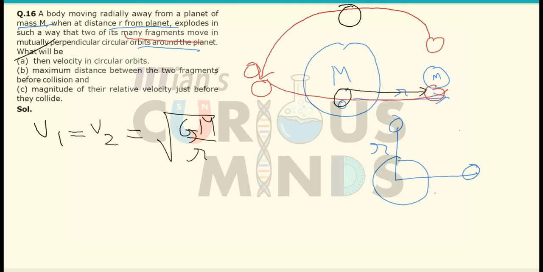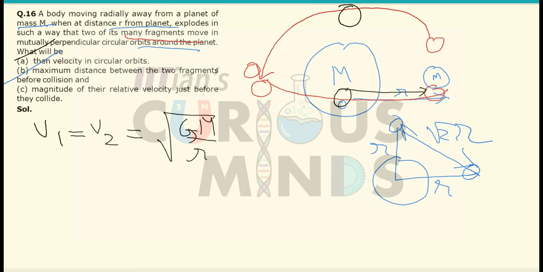So this distance is equal to r, and this distance over here is also equal to r. So the maximum distance between them will be equal to root 2 r, which is option number B. This is the answer for the B part.